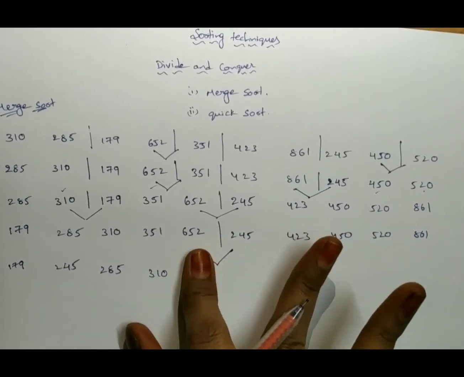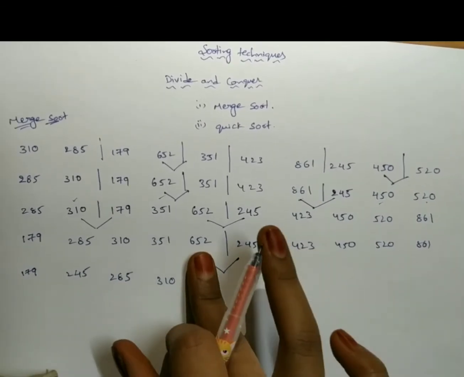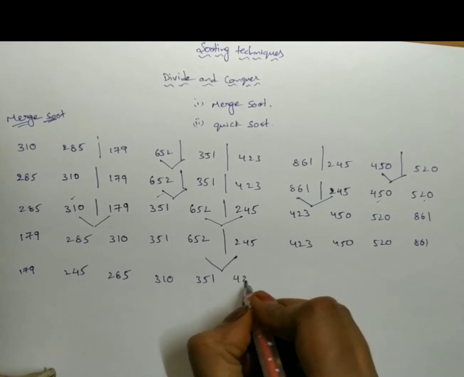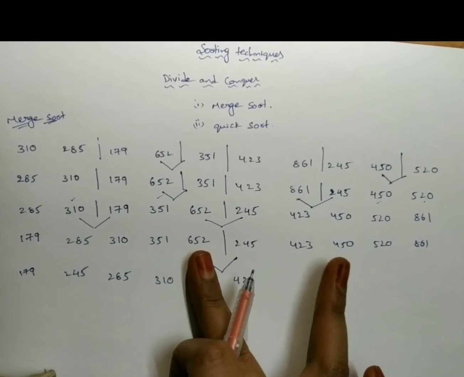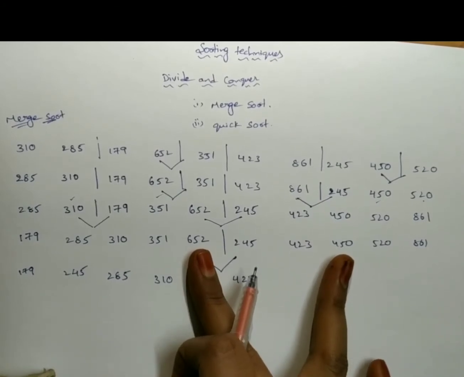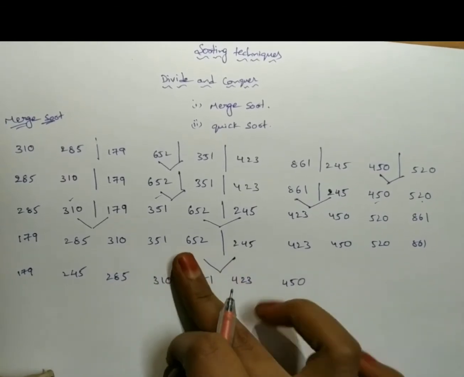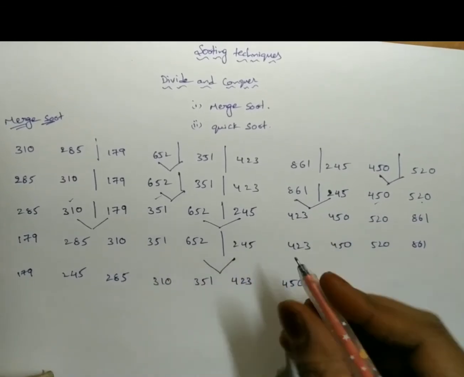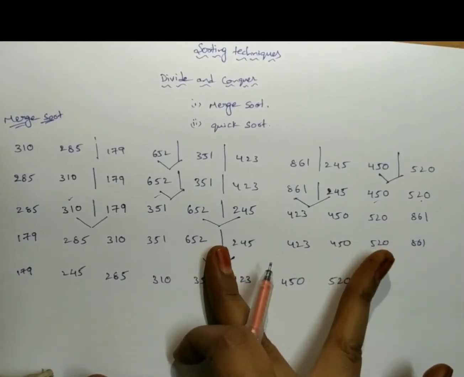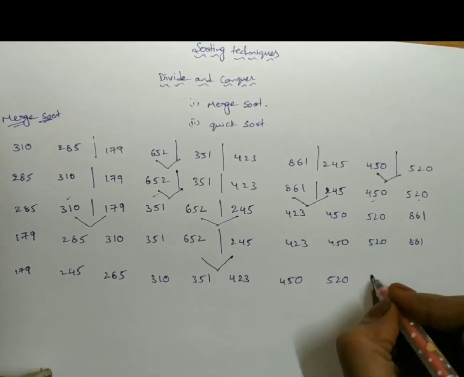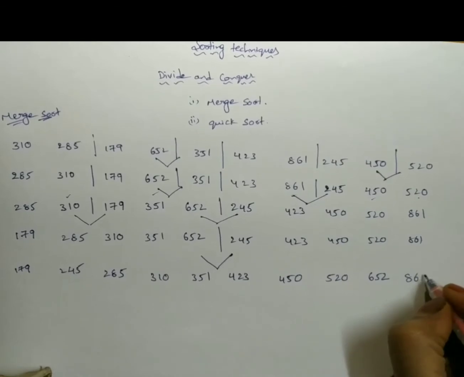Now 652 will be compared with 423. 423 is smaller than 652, so I am placing 423 here. Now 652 will be compared with 450. 652 is greater than 450, so I am placing 450 here. 652 will be compared with 520. 520 is the smaller value, so I am placing 520 here. 652 will be compared with 861. 652 is smaller, so I am placing 652 here. And the remaining element is 861.